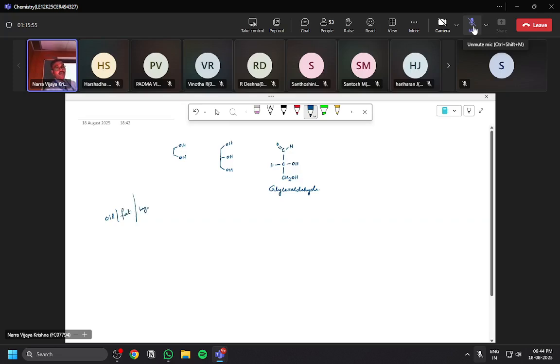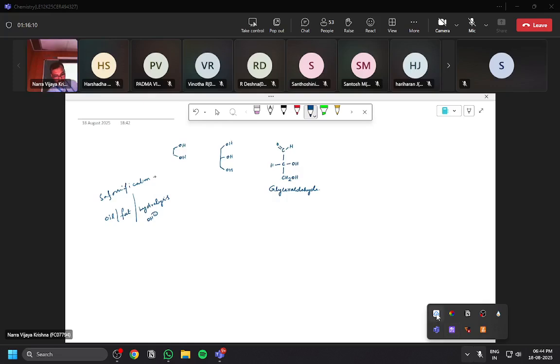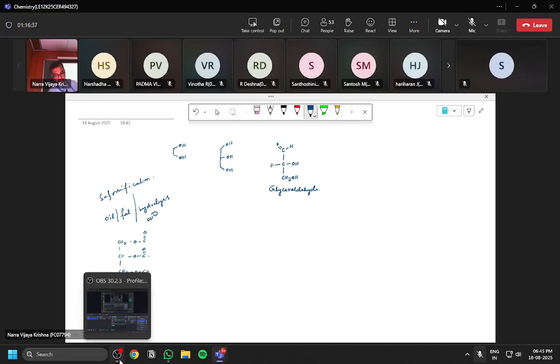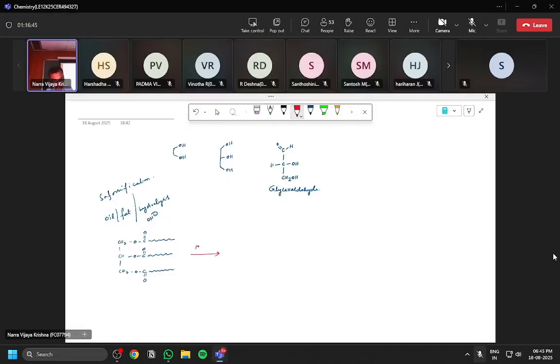If I do hydrolysis in the presence of base, we call this saponification, right? The triglyceride, CH2-O-C=O, with ester groups. On base hydrolysis, what happened? This is an ester, no?